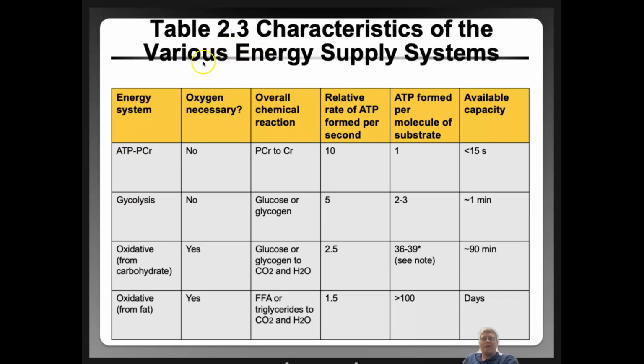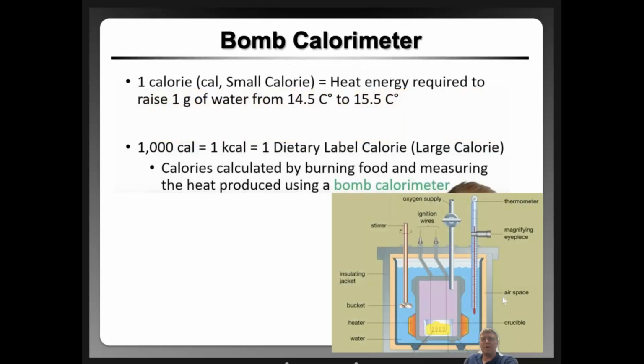All right, and then here are the different supply systems from chapter 2. So there's another little review there. You have your fast one for your first 15 seconds, less than a minute. Then your long-term one, where you start oxidizing fat and carbohydrates to keep your body going. So, all right, how do they come up with all of this stuff? After we get through our review.